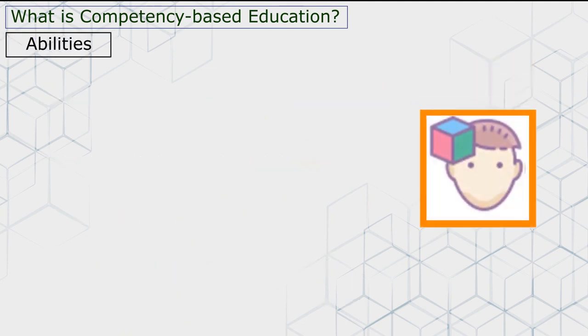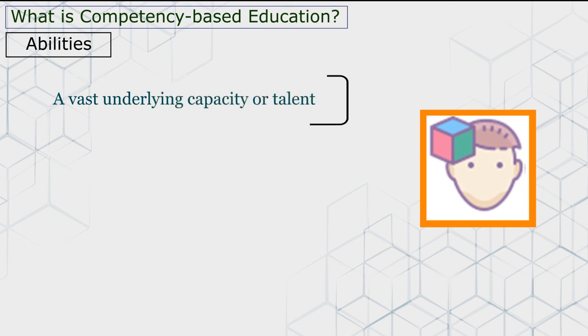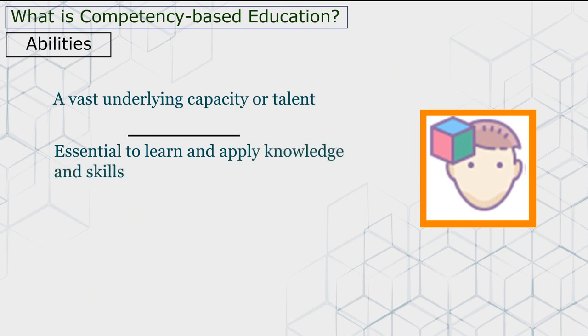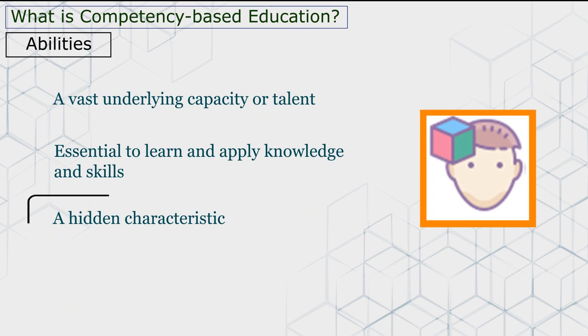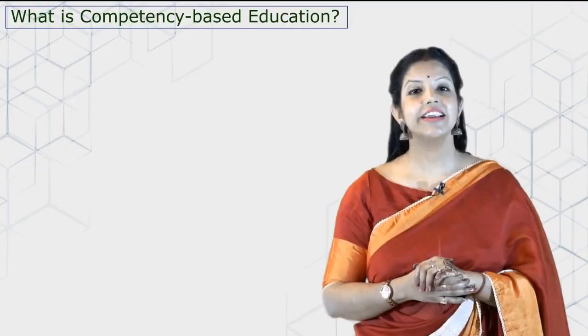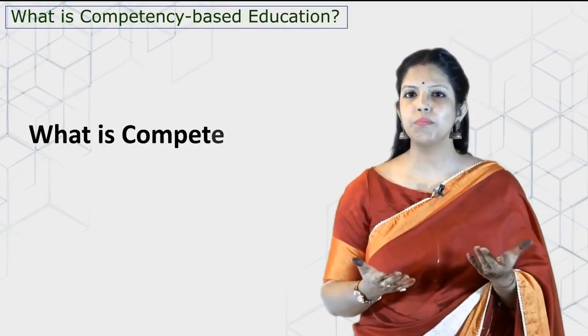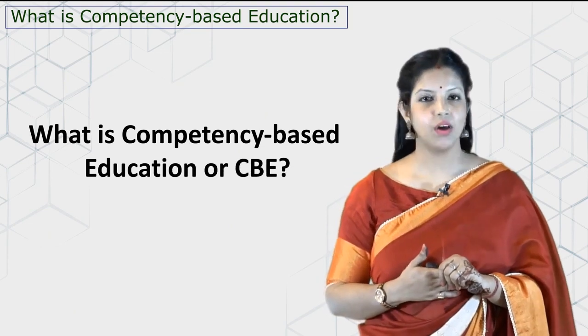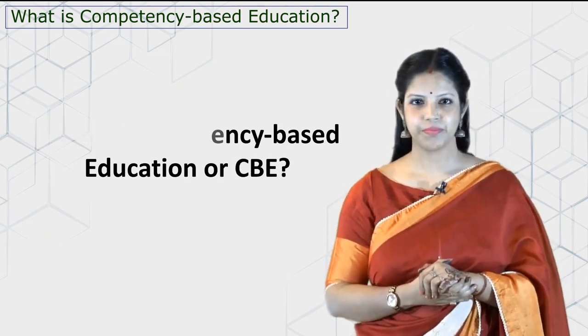Abilities. An ability is the vast underlying capacity or talent that is essential to learn and apply knowledge and skills. It is a hidden characteristic we are naturally capable to learn, which develops even without formal instruction. Now let us understand what is competency-based education or CBE.